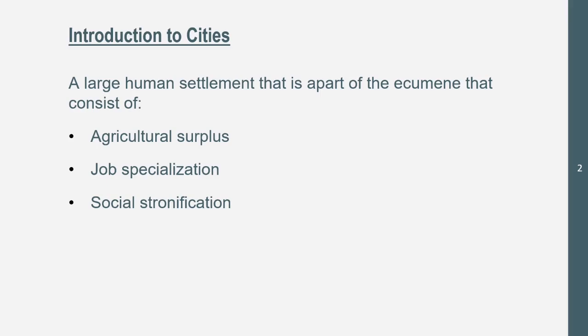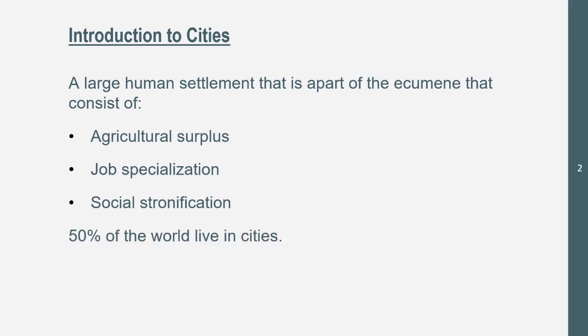Like, I know in India they have the caste system. So not everyone's making the same money. Not everyone's living the same. So there's different standards of living and stuff like that. So that's what makes up a city. They have those three characteristics. If they don't have them, they're not a city.